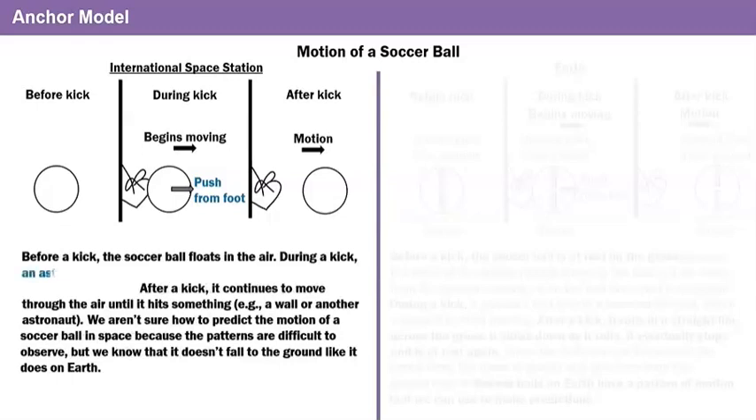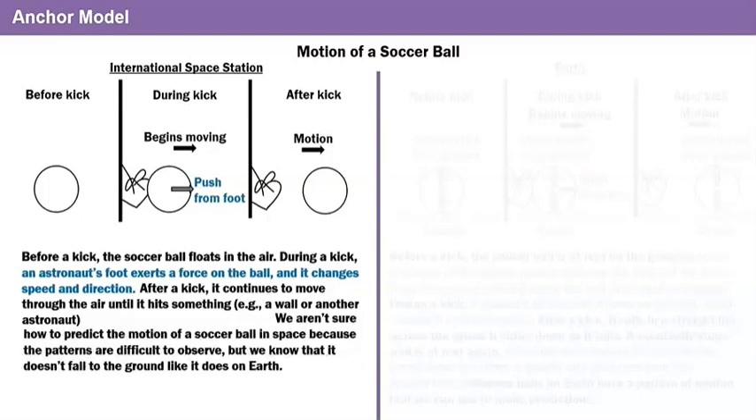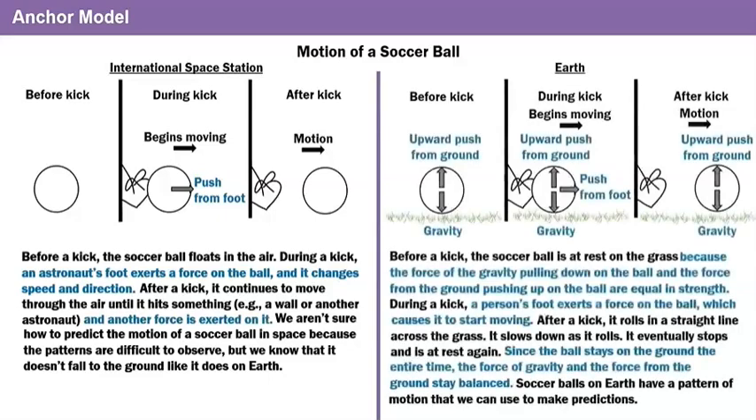Now we know that during a kick, an astronaut's foot exerts a force on the ball and it changes speed and direction. We also know more about what happens after a kick in space, so we can add to the next sentence as well. After a kick, it continues to move through the air until it hits something, for example, a wall or another astronaut, and another force is exerted on it. Your second task will be to update the anchor model and explanation in your science journal.